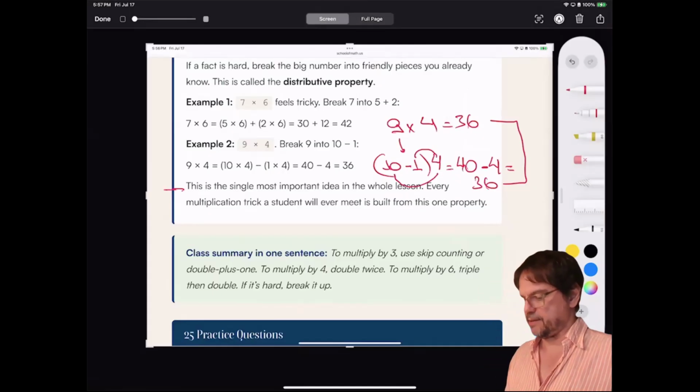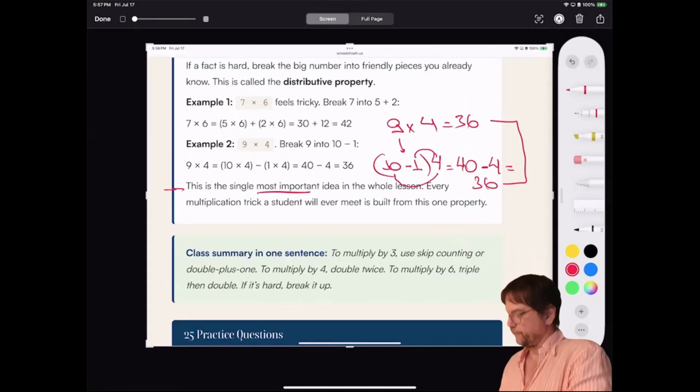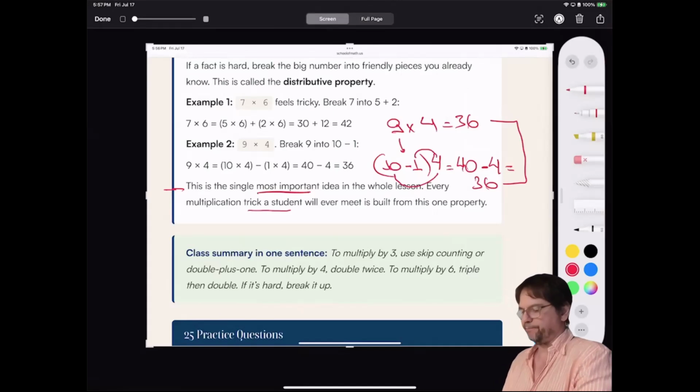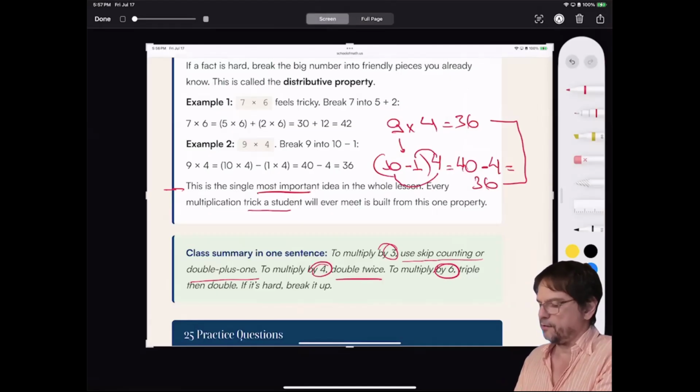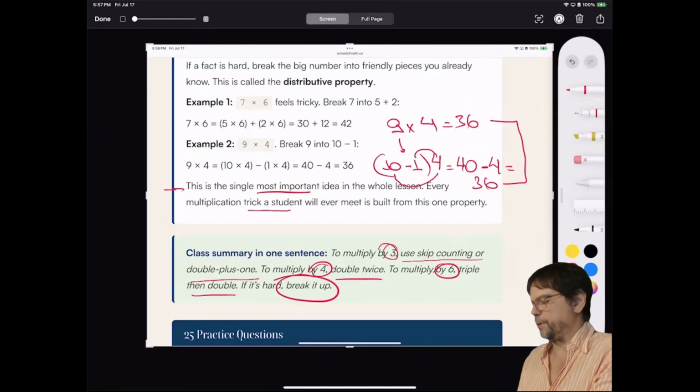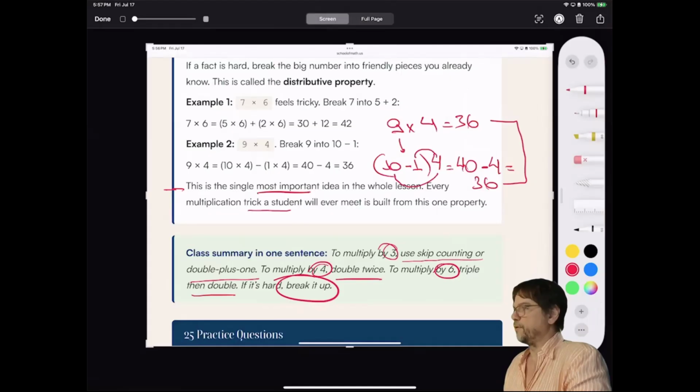Okay. The single most important idea in the whole lesson: every multiplication trick a student will ever meet is built from this one property. So you saw multiply by 3, you skip count or double plus 1. To multiply by 4, double twice. To multiply by 6, triple, then double. And when it's hard, you break it and use the distributive property.